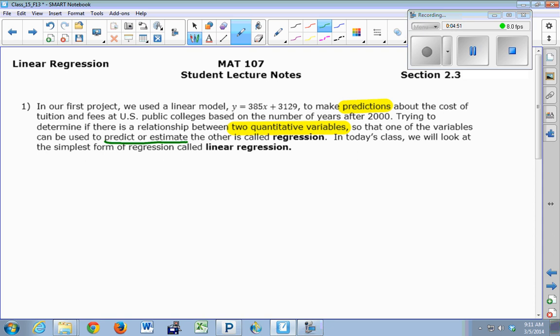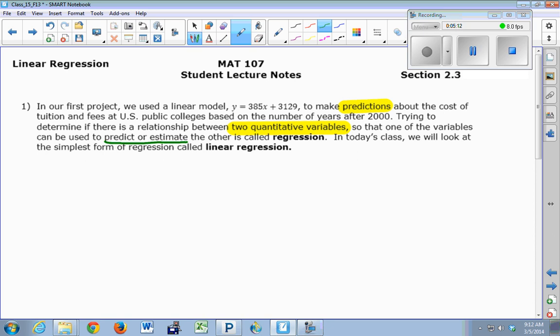gather the data for two quantitative variables. Quantitative means we're not looking at gender or hair color or eye color, things that are categories. These are numbers, things that we can measure on a real number line. We can actually measure their values. And this process is called regression.